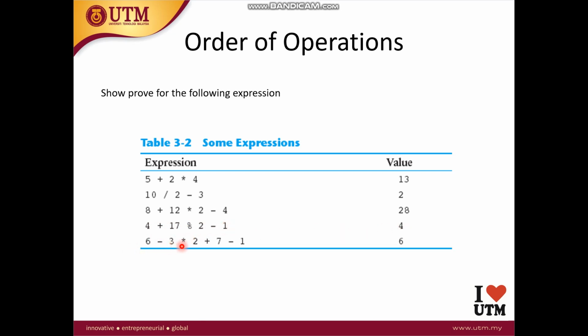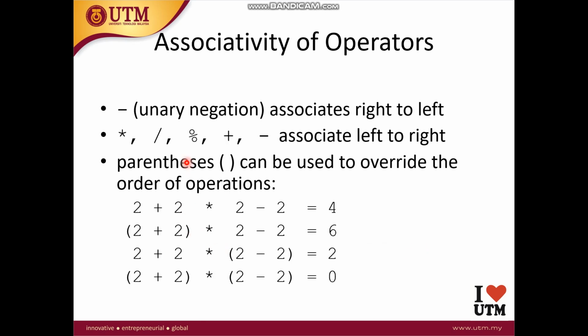This one, 3 multiplied by 2 is 6. 6 minus 6 is 0. 0 plus 7 is 7. 7 minus 1 is 6. And associativity of the operators, how they are executed. The unary operators associate from right to left, while the other operators are associating from left to right.